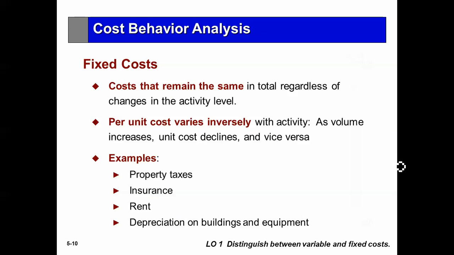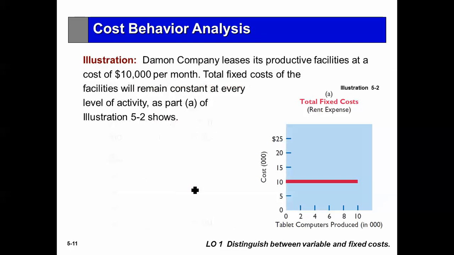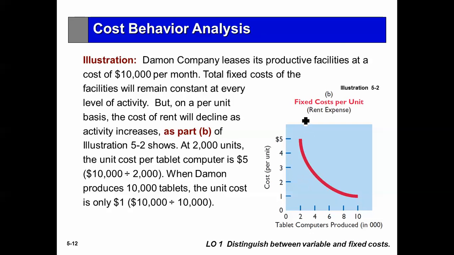Now, compared to that, a fixed cost remains the same in total, regardless of the level of activity. However, on a per unit basis, it varies inversely. Examples: property taxes, they don't change with any activity. Insurance doesn't change with any activity. In total, the rent doesn't change with any activity. So you see, when I graph it, it doesn't matter how many units I produce if I'm talking about units produced. The fixed cost will always be the same in total. However, the fixed cost will go down per unit. The more units I produce, the fixed cost per unit will go down.